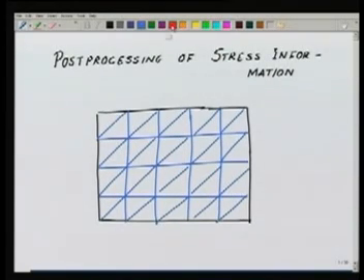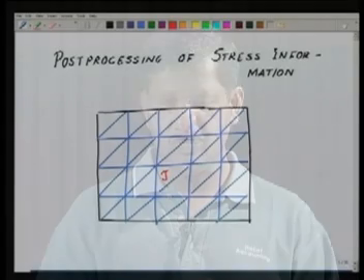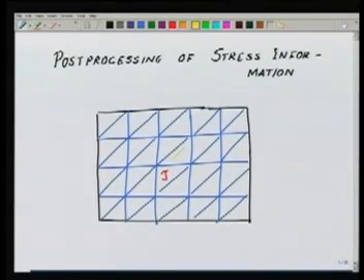Let's say that I'm interested in obtaining the stress information in this element tau. So what do we do? I take a one element neighborhood of the element. That is, I will take all these elements. This one element neighborhood of the element of interest forms a patch. This will be the patch corresponding to the element of interest tau.